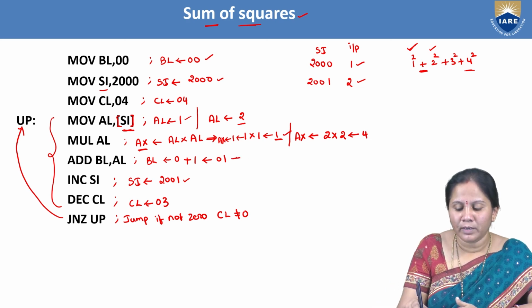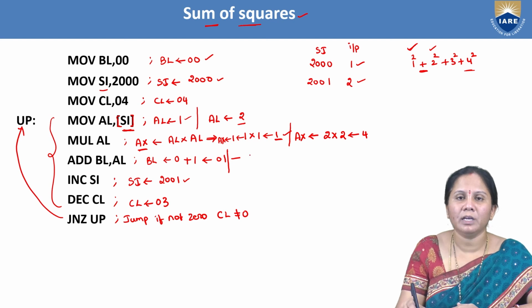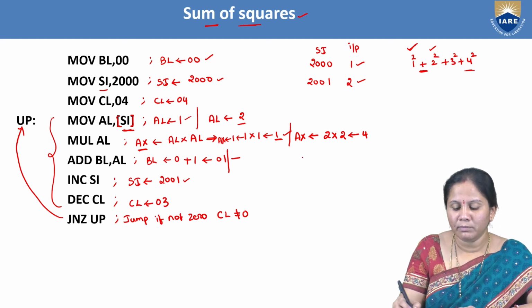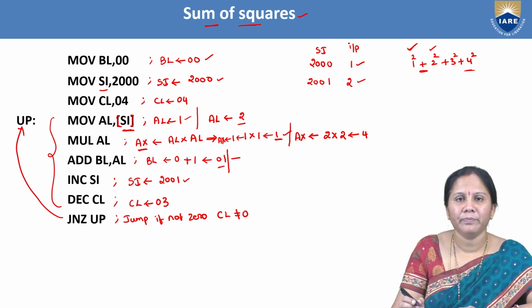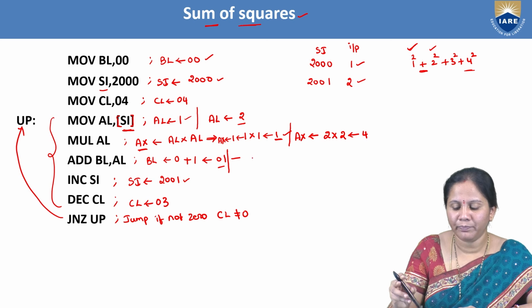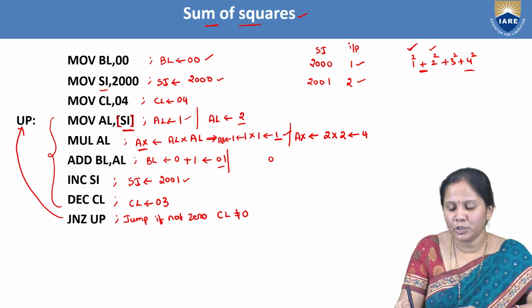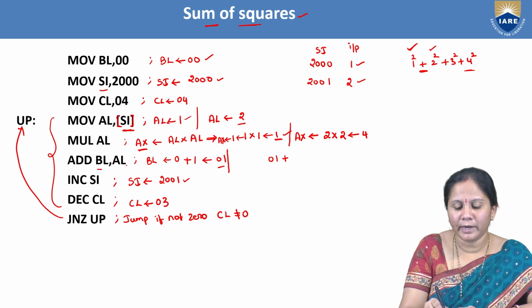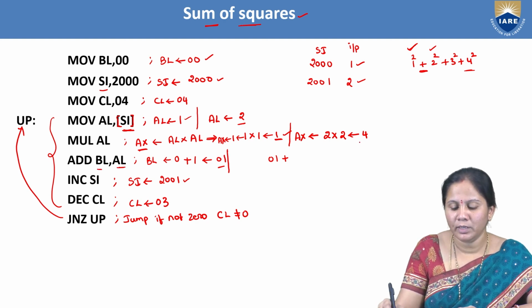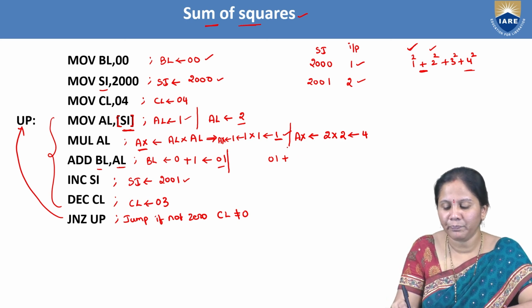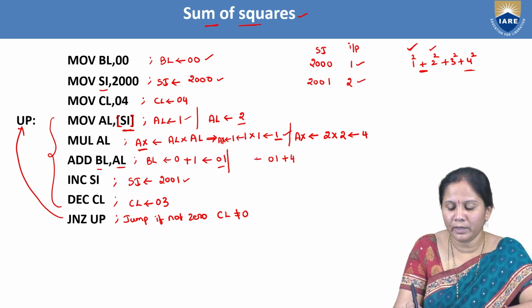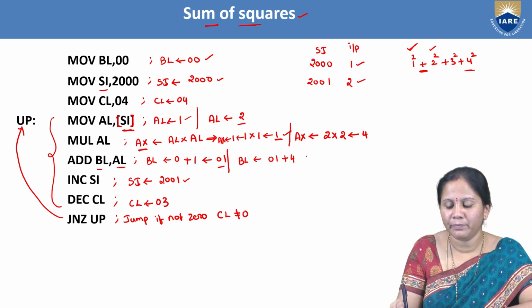Now, the next one is ADD BL, AL. Here the value of BL is 01. So this 01 will be added with AL. Here the value of AL is nothing but 4. So the result will be loaded into BL. So here it is 5.